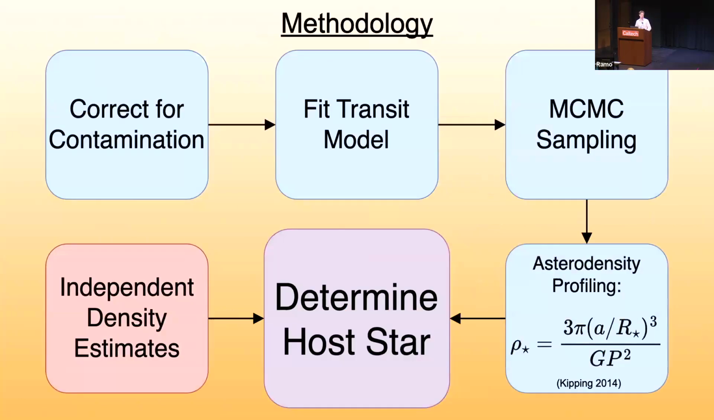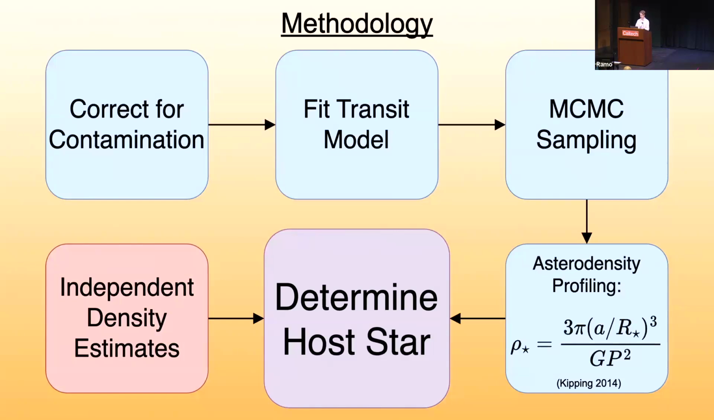So my methodology so far has gone as follows. I start with these Kepler light curves, and then I will assume, let's say, that the planet is orbiting the primary star, and so I correct for the flux contamination from the secondary star, or vice versa, so I'll end up with two sets. And then I will fit transit models to both of these, and then do MCMC sampling to get posterior distributions for all the parameters in the model.